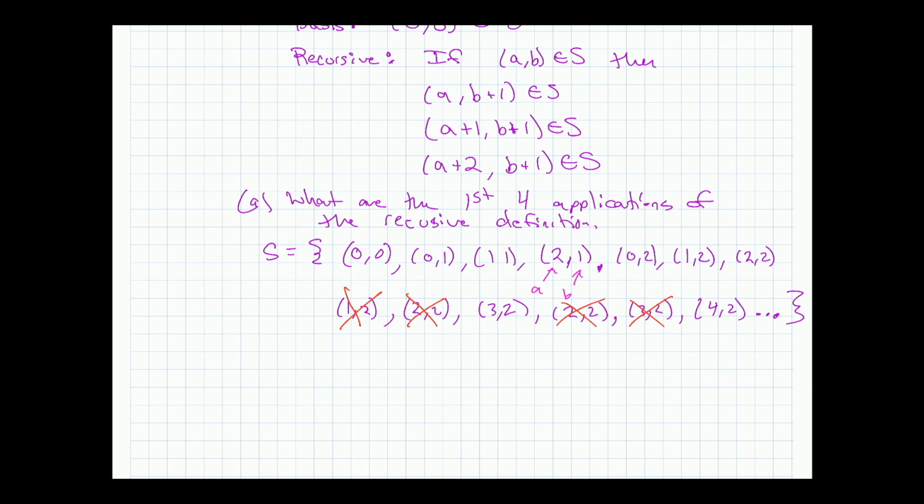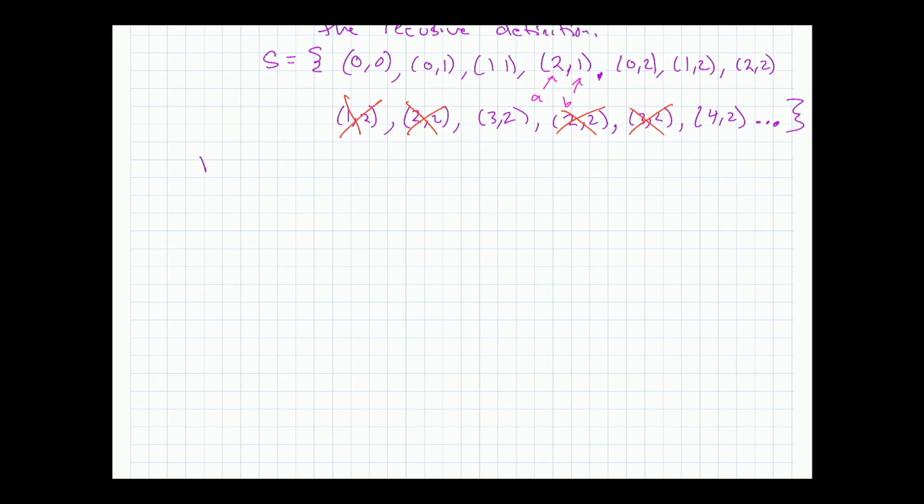So then what we want to do is use strong induction to show that A is less than or equal to 2B. So now, part B, prove that if (A, B) is in S, then A is less than or equal to 2B. Okay, so that's what we're supposed to prove. So this should not be hopefully too hard.